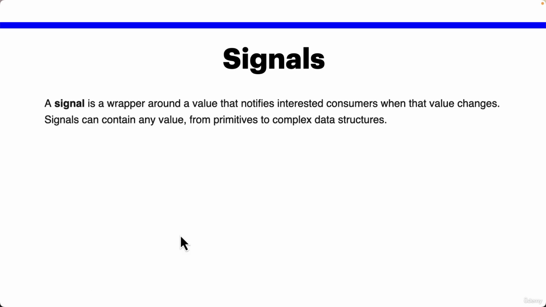But in the previous iteration of this course, we also needed to use observables when we wanted to notify components, other components in our application, when something changes, even if that's not an asynchronous piece of code that we're using. So to address that, Angular introduced signals, and a signal is a wrapper around a value that notifies interested consumers when that value changes. And signals can contain any value, from primitives to complex data structures.